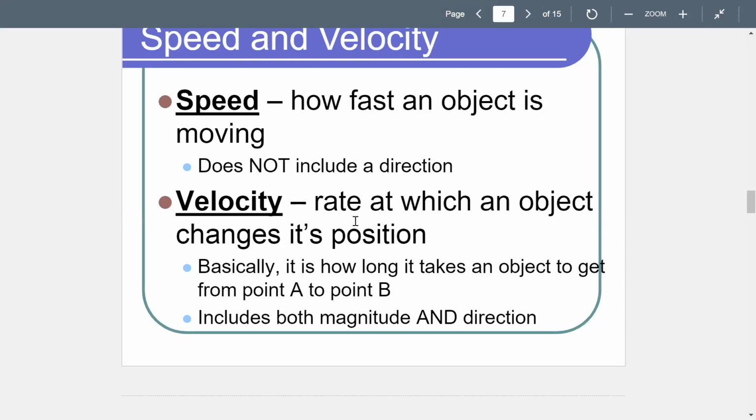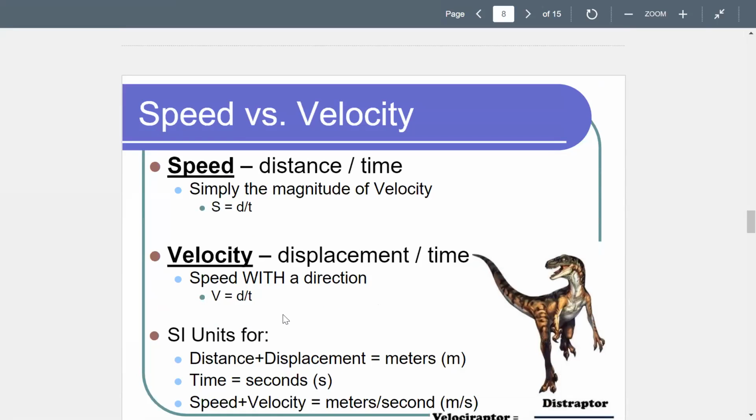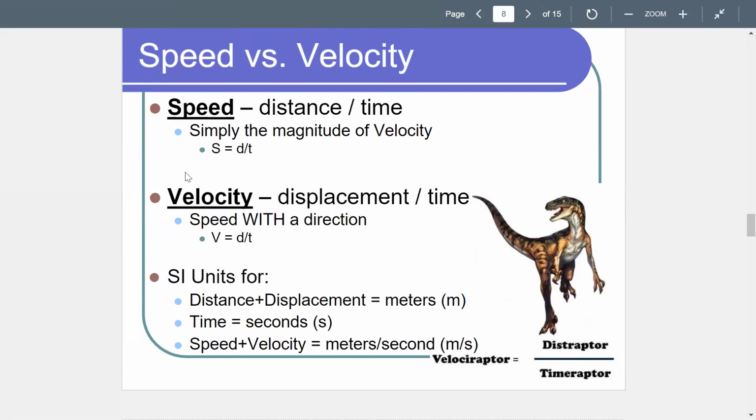Velocity is a vector for a specific reason. If you remember, distance is a scalar quantity and displacement is a vector quantity. So because you use distance to calculate speed and displacement to calculate velocity, this is what gives them either their scalar nature for speed or vector nature for velocity. So speed is distance over time, and this is why it doesn't care about a direction. It just cares about how many steps forward you have taken and how long it took you to do that. It's the magnitude of velocity, just the number, just the quantity.